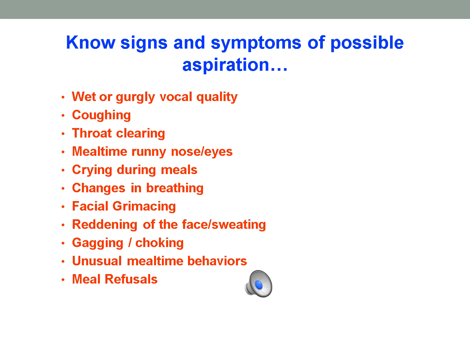So there may be a wet or gurgly vocal quality, and that can mean like whenever you maybe have been sick for a while and you know that your voice doesn't sound normal. That would be gurgly. You can hear it kind of gurgling. Any coughing, throat clearing, mealtime runny nose and eyes, whenever every time you eat and your nose starts to run or your eyes start to run. If you're crying during meals, that might mean that it hurts or something's wrong every time that you take a bite or a swallow. Any type of change in breathing.